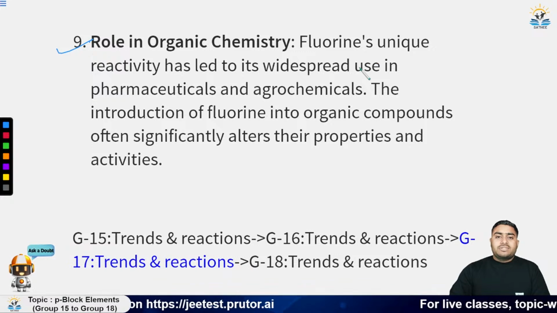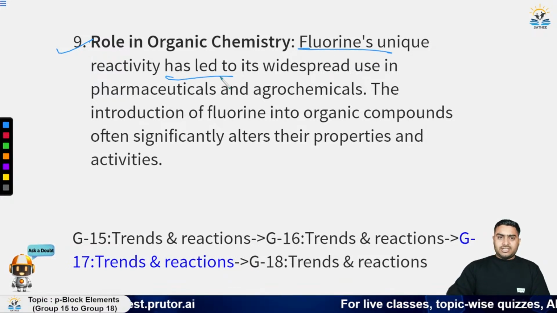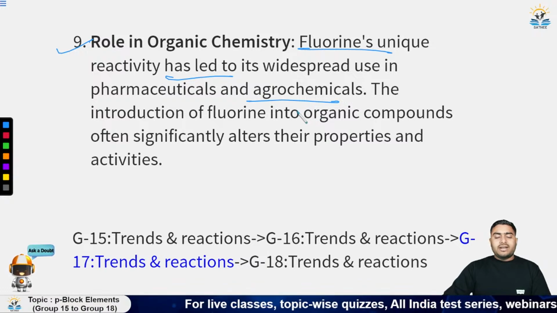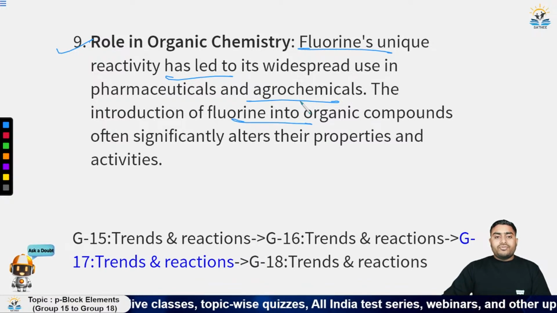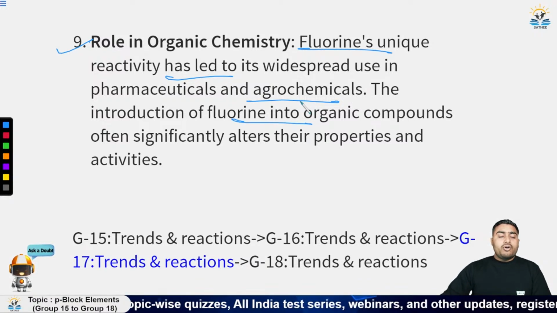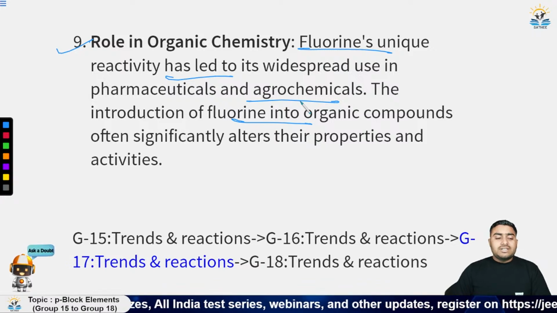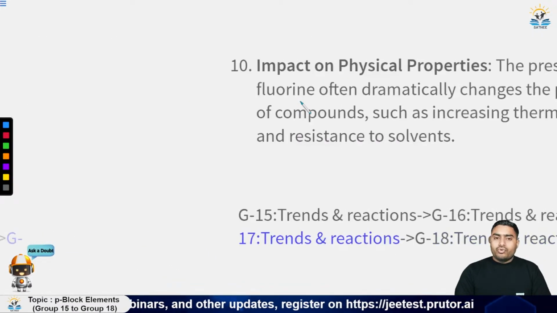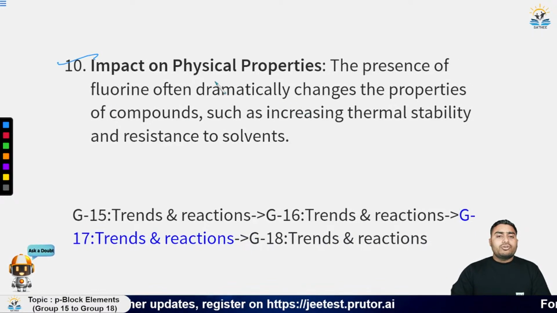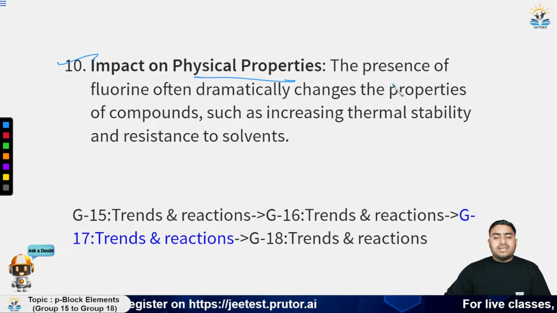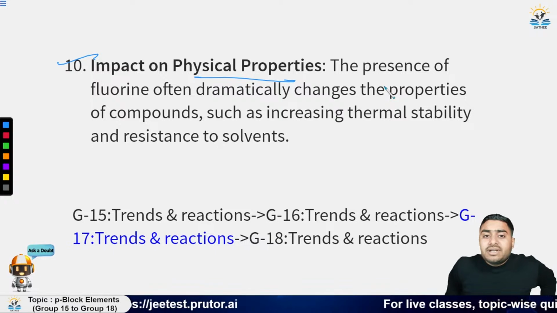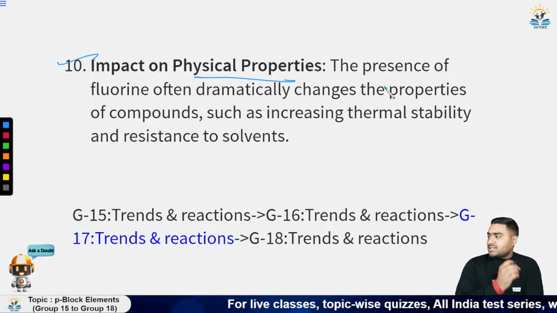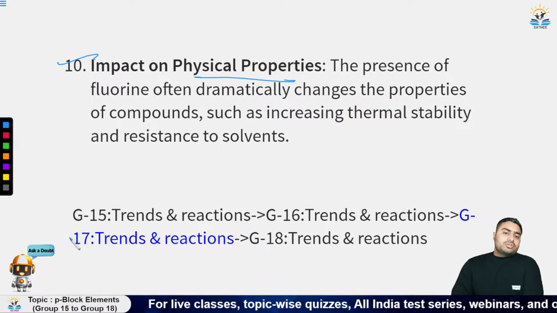Role in organic chemistry. Fluorine's unique reactivity leads to its widespread use in pharmaceuticals and agrochemicals industry. The introduction of fluorine into organic compounds often significantly alters their properties and activities. So this is the interesting part about fluorine. Next is impact on physical properties. The presence of fluorine often dramatically changes the properties of compounds, such as increasing thermal stability and resistance to solvent. Okay, so this is about fluorine.